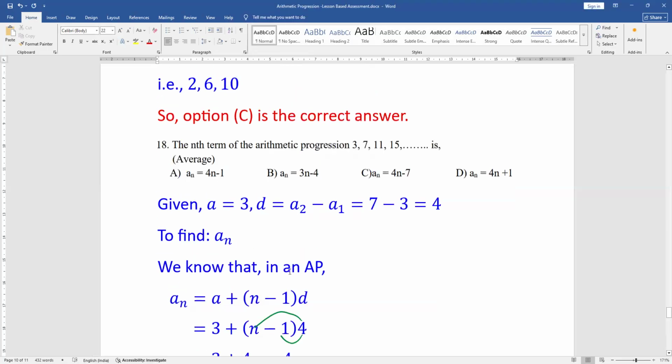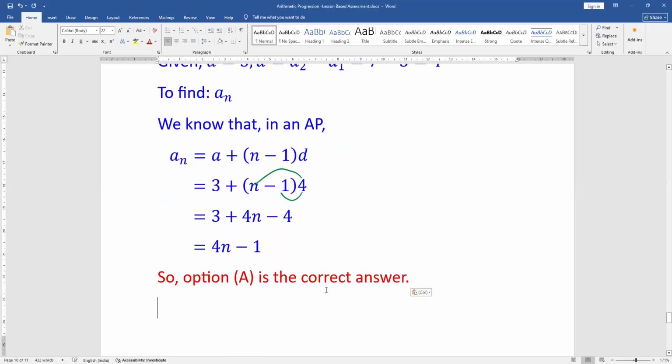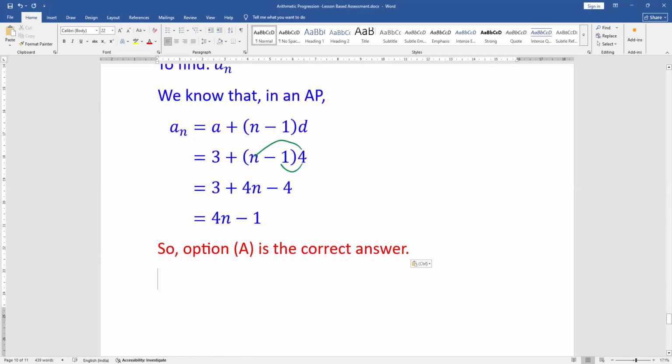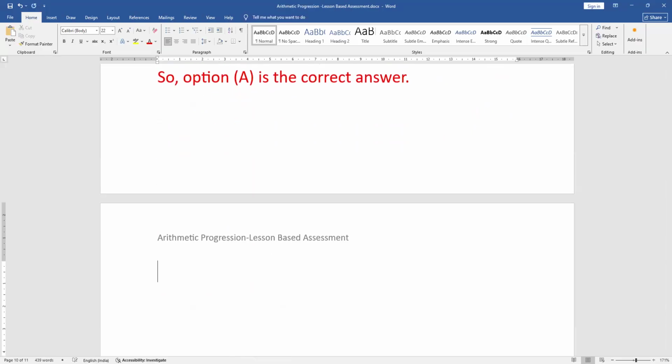So which is the option now? 4n minus 1 is option A. Correct? So I write it like this. Option A is the correct answer. This is how we have to do it. Let us go to the next problem. I have question number 19 coming up.